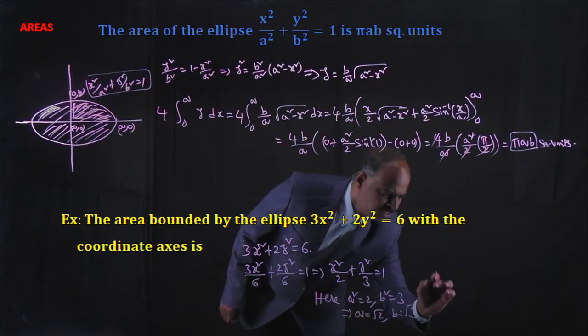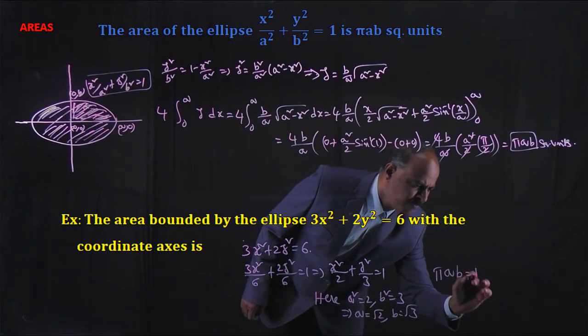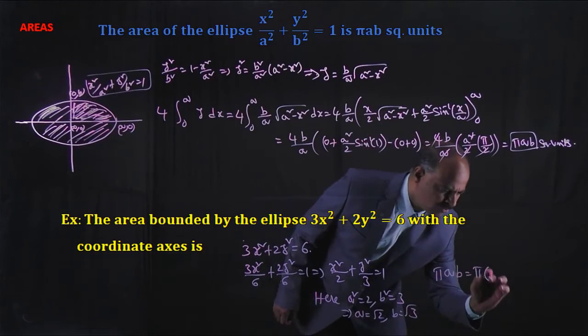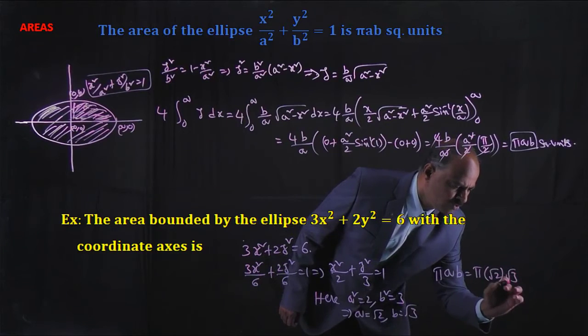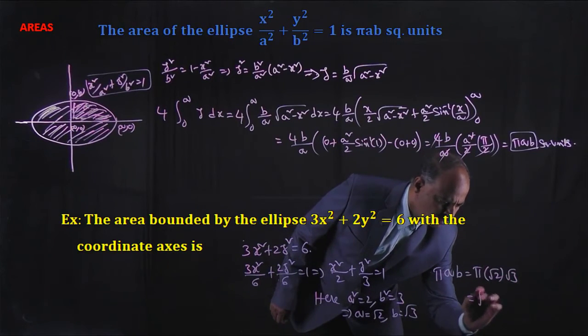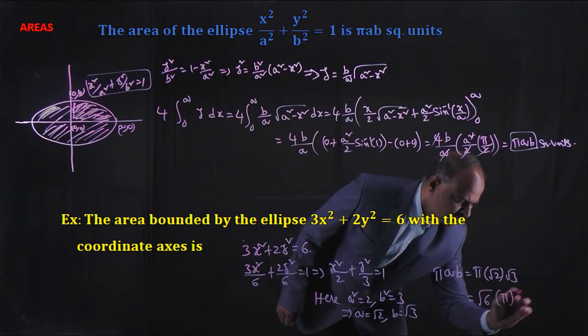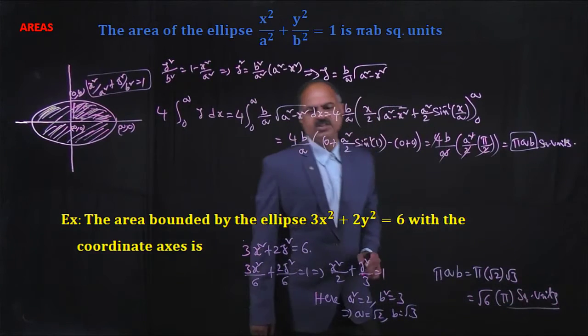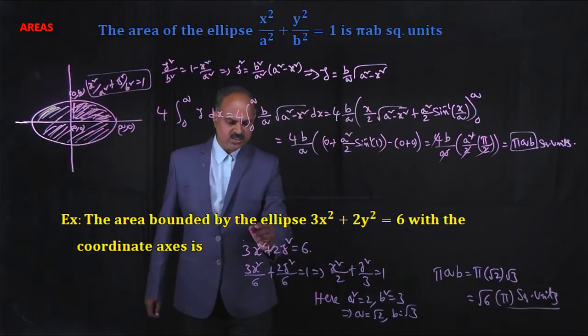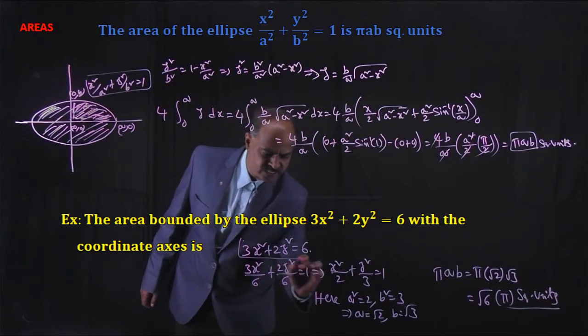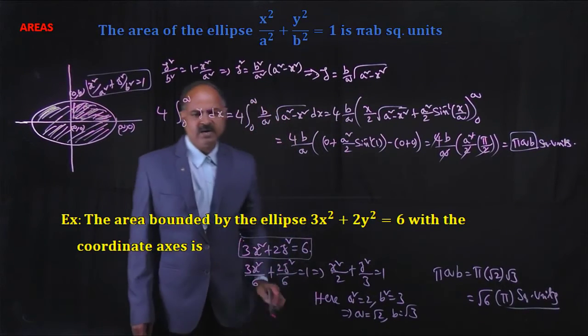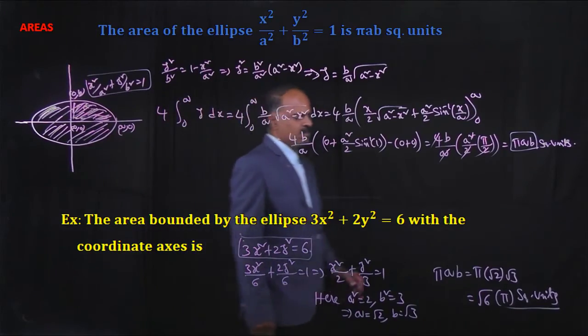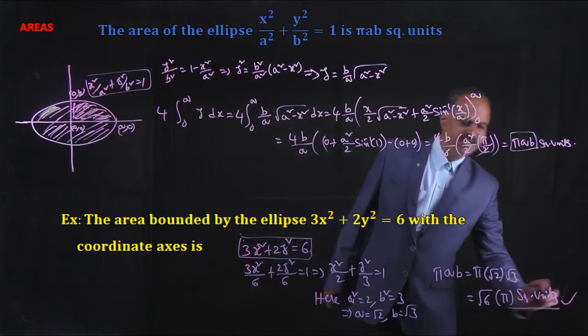So the formula is pi a b. So therefore pi into a is equal to root 2 and b equal to root 3, that is equal to root 6 into pi square units. So therefore the area bounded by the ellipse 3x square plus 2y square equal to 6 with the coordinate axes is pi root 6 square units.